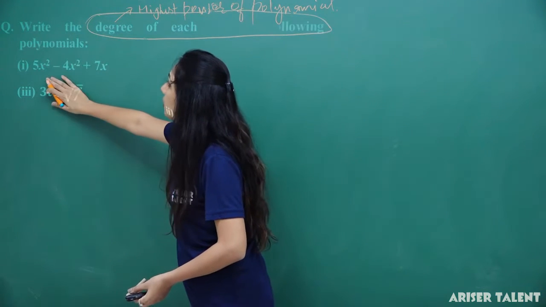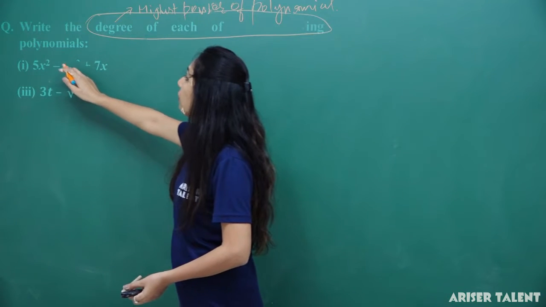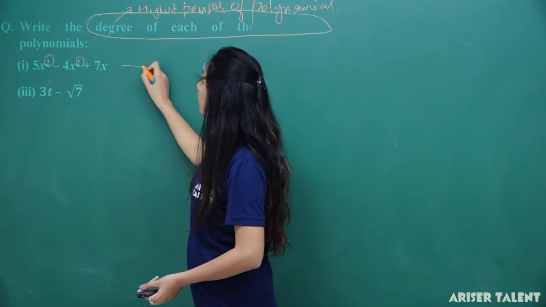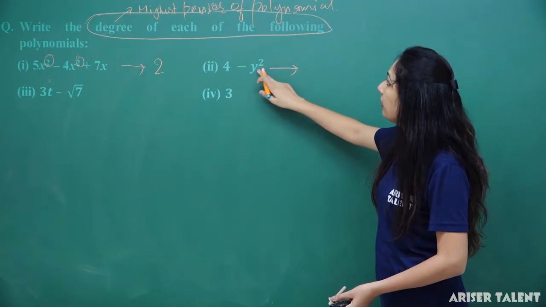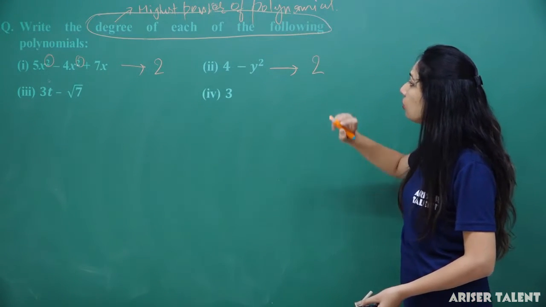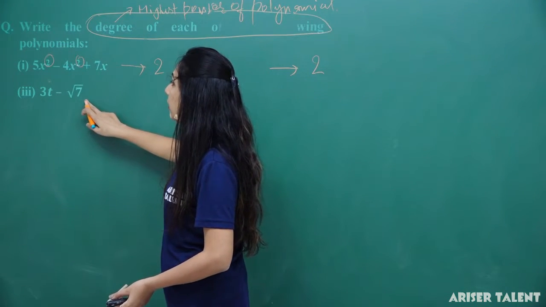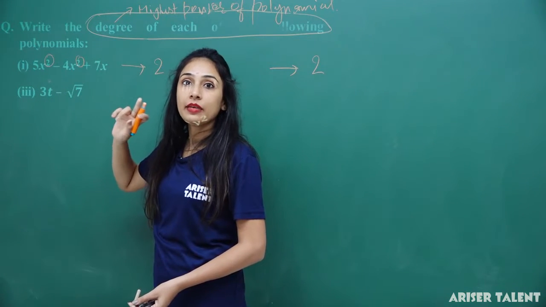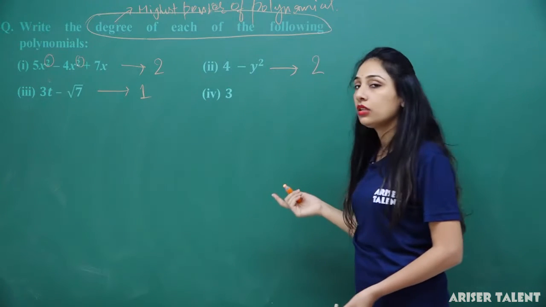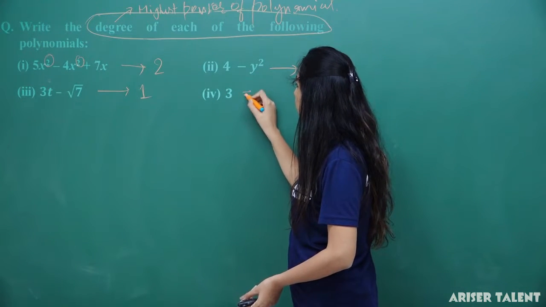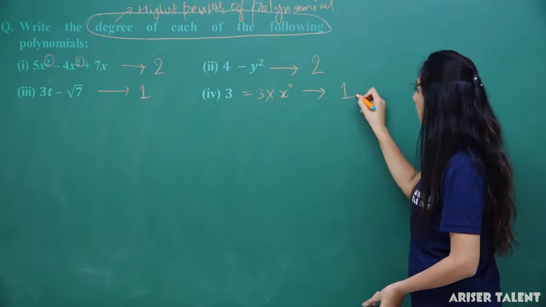So in that 5x square minus 4x square plus 7x, we are having 2 as the highest power. So that will be 2 as answer. Here 4 minus y square, it's having degree as 2, highest degree. Now 3t minus root 7, t is not having any power, that means the power is 1. So power is 1. In the fourth one there is only 3. If you are having 3, that is equals to 3 raised to power, let us suppose x raised to power 0. That means it is the answer 1.